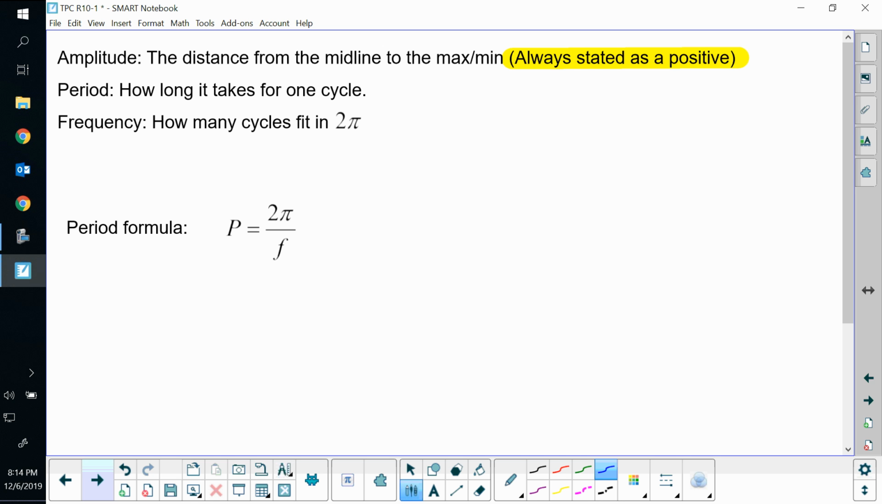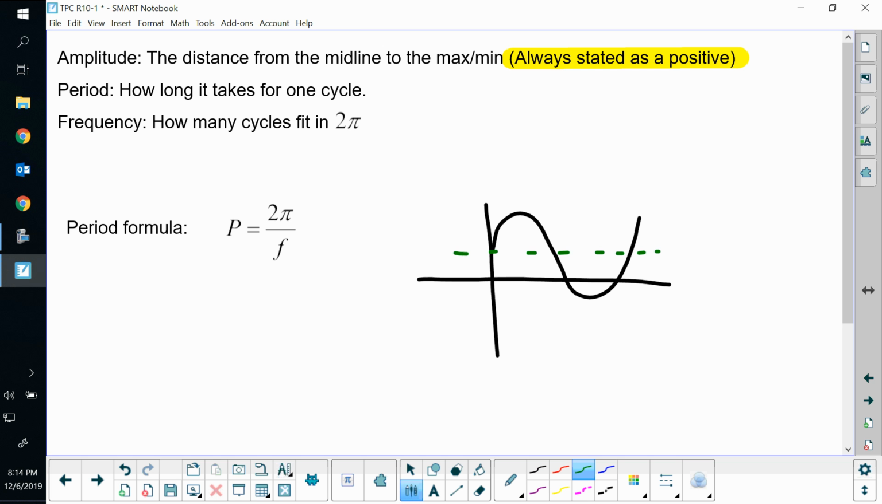When you have a trig function graph, the amplitude is the distance from the midline to the max or the min. So for example, say this was some graph that we had. Our midline would be about here. The midline is sometimes also called a wrap line. Depending on who you had last year, they might have called it either one of those two.